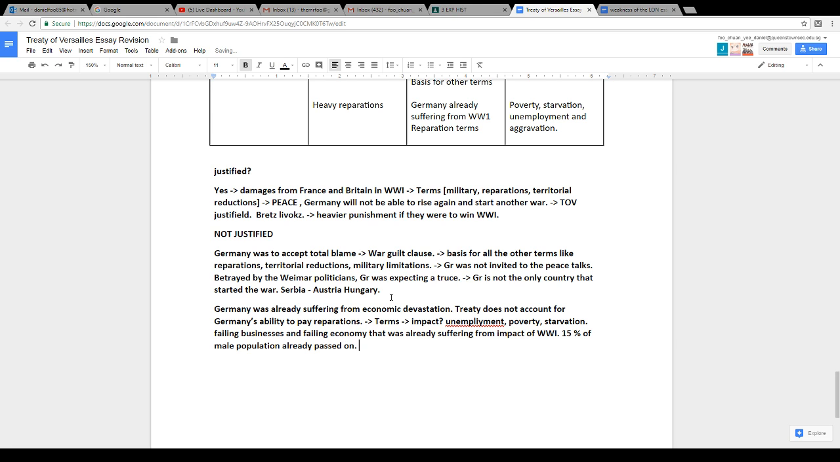Okay, so their economy was already devastated and they couldn't repay the reparations, but the League didn't take into account Germany's ability to pay. Instead, the League asked Germany to pay a huge sum of money, 269 billion Reichsmark, and thus this caused a lot of unemployment, poverty, starvation, unhappiness, failing businesses, and a failing economy, which was already suffering from the impact of World War I, in which 15% of the male population already passed on. They could not recover. They didn't have the military or the economic capabilities to recover.